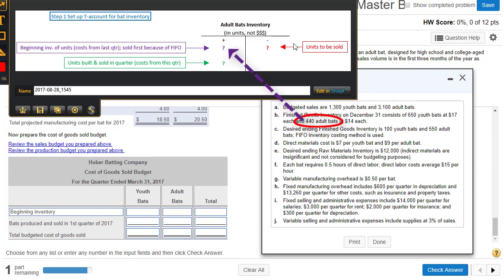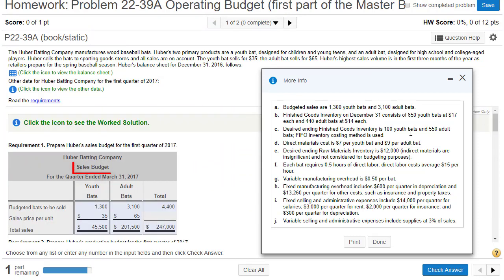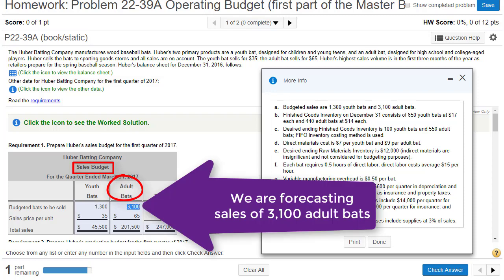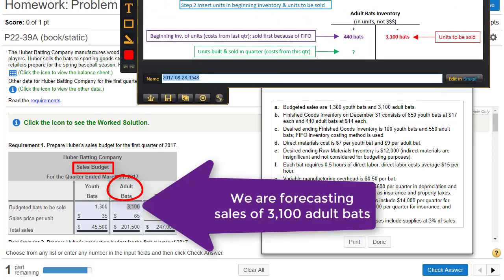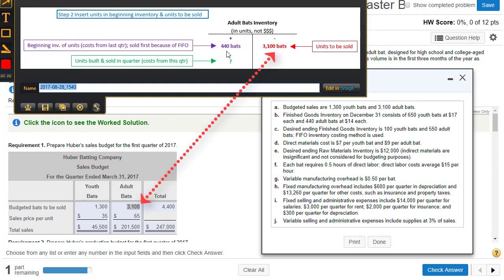The next step is to figure out how many units we expect to sell. And we get that from the sales budget. So scroll up to the sales budget, adult bats, we think we're going to sell 3,100. In this next screenshot, I placed these 3,100 bats on the minus side because they're being sold. And our beginning inventory of bats are right here, 440. So the next step is to figure out how many must we build and then sell in order for us to sell 3,100 bats?